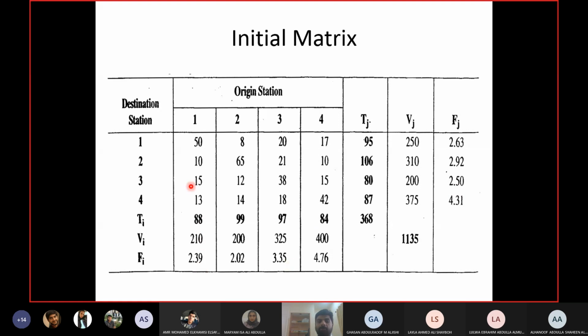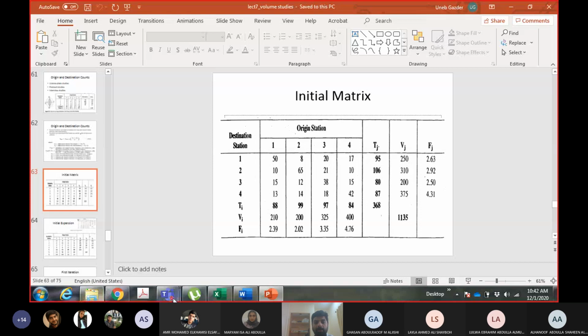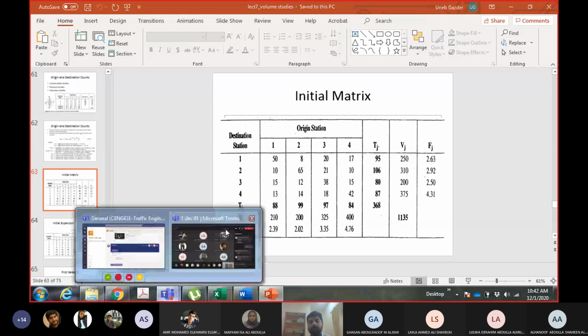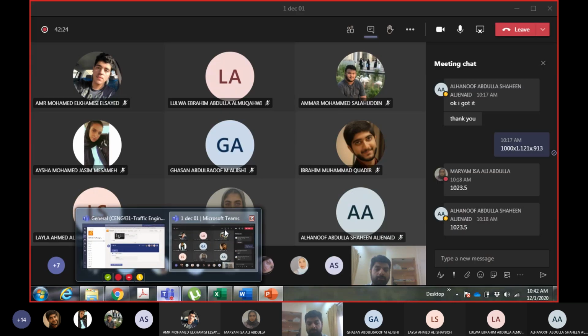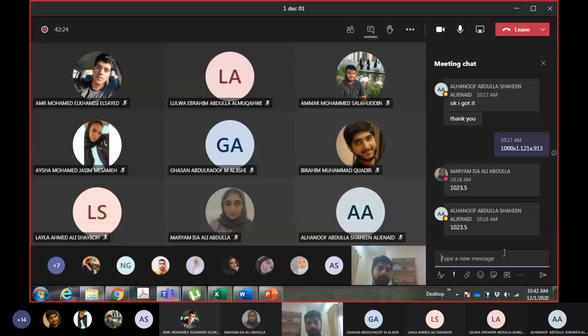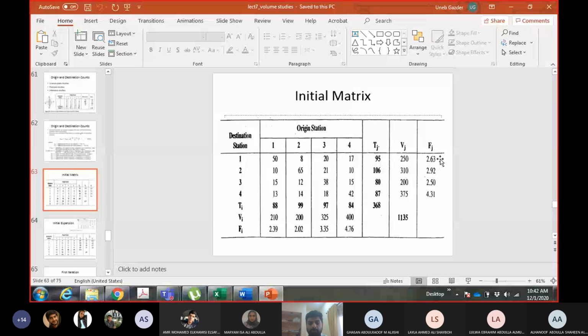Now, if I want to calculate the value to replace 50, then 50 should be multiplied with the average of 2.39 and 2.63. Let me calculate a couple of values here. Take out your calculators. So 50 multiplied by the average of the factor of the first row and the first column. First row has 2.63, first column has 2.39.